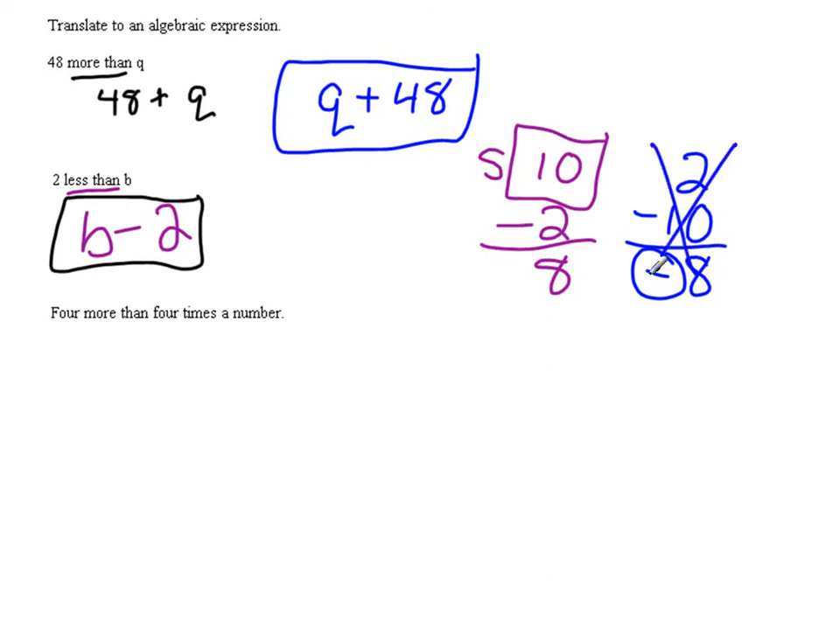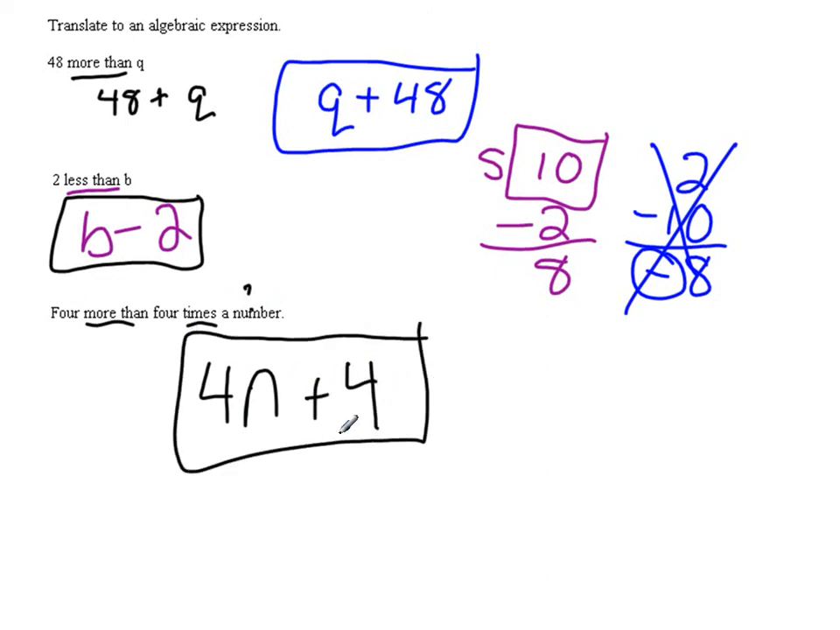And then last but not least, we have 4 more than 4 times a number. They just said a number. So what number? We don't really know, but we can make it anything we want it to be. Let's say n for number. So I have 4 more than 4 times a number. Well, I have 4 times a number and then 4 more, and there's our answer. And that is pretty much it for chapter 9.